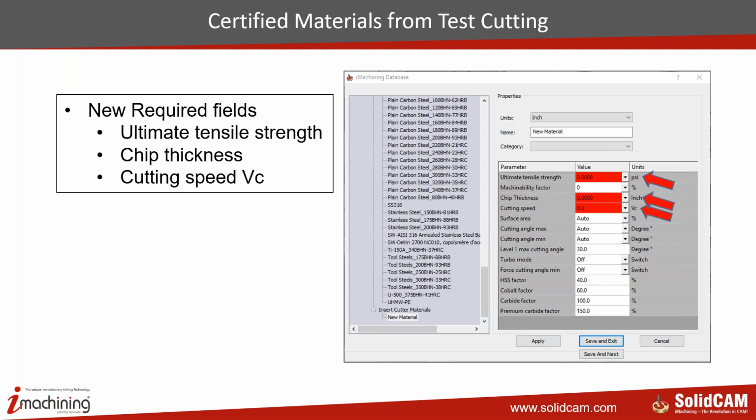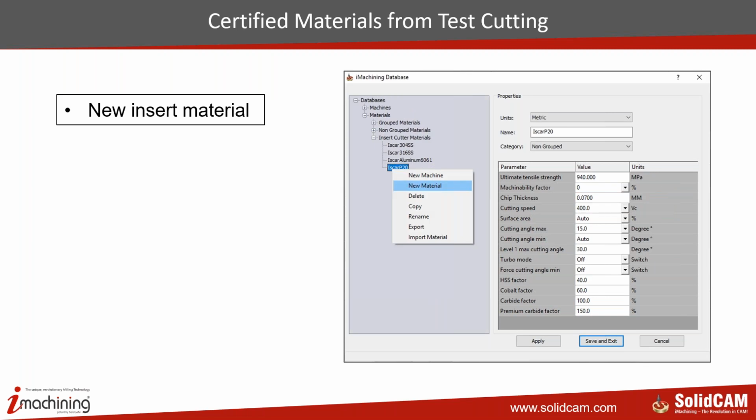The new category for insert cutters requires 4 fields to be filled out in the database. In the picture, cutting angle is not shown in red, but will need to be entered in the future. These 4 fields have been filled out from our test cutting on the certified materials. A new insert material can be created by right-clicking on an already created insert material. This allows anyone to do test cutting and capture the data to be used consistently.